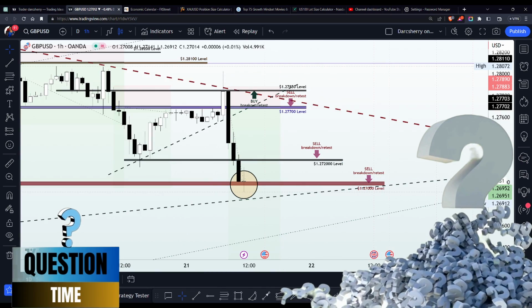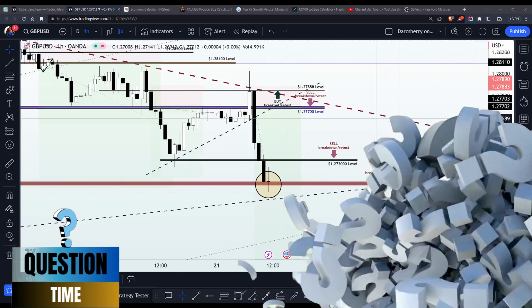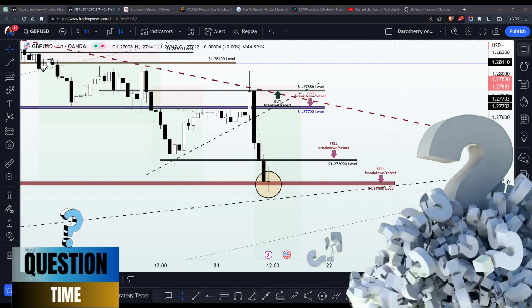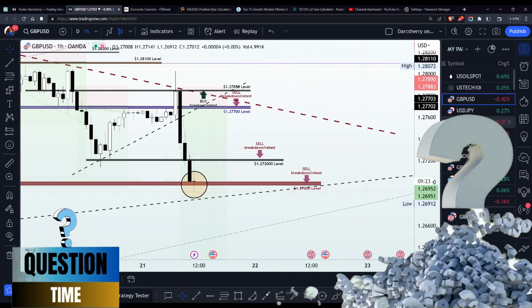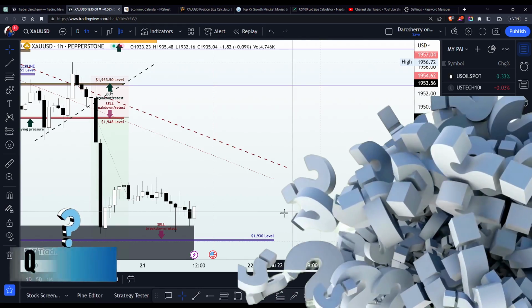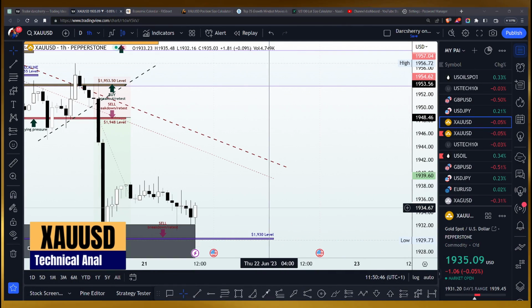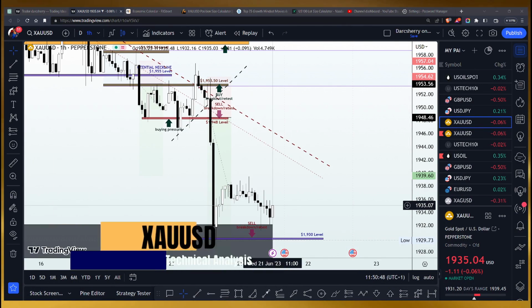All right, so with that being said, we shall be moving on to the next instrument. And the next instrument on our watch list is the XAUUSD. I hope 65756 is still around. If you're still around, let me know in the comment section. So back to the XAUUSD chart.